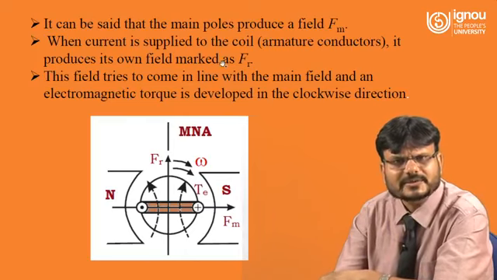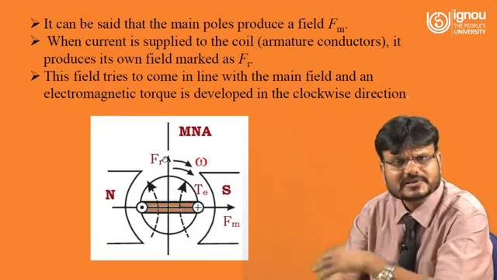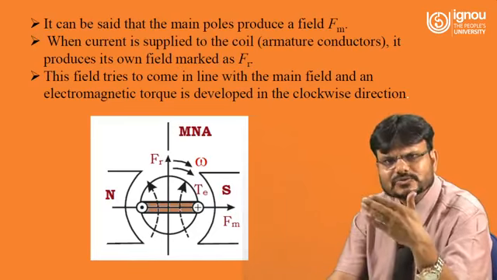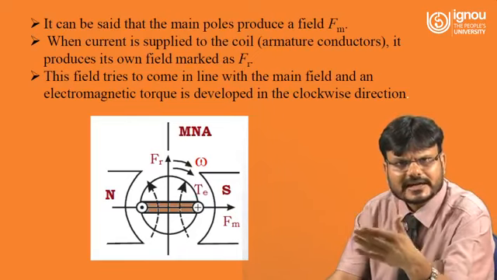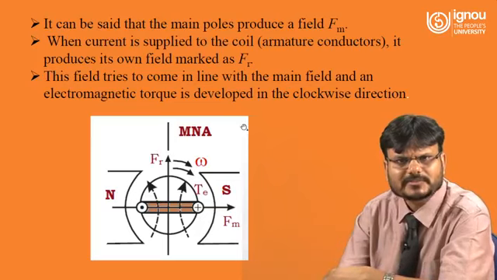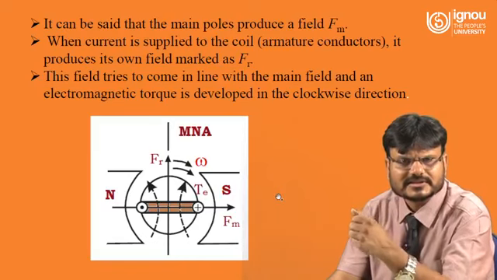So when current is supplied to the coil, it produces its own field, which is denoted as F suffix R. This field tries to come in line with the main field, and an electromagnetic torque is developed in the clockwise direction. How this torque will be produced, we will discuss in the next slide.